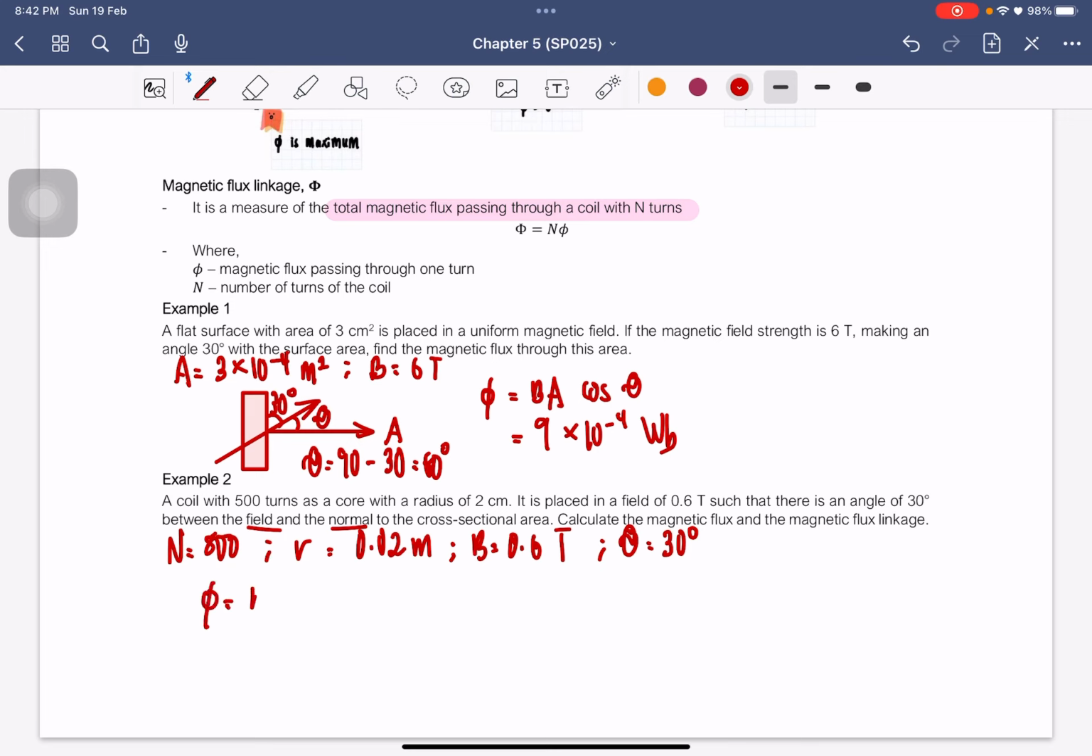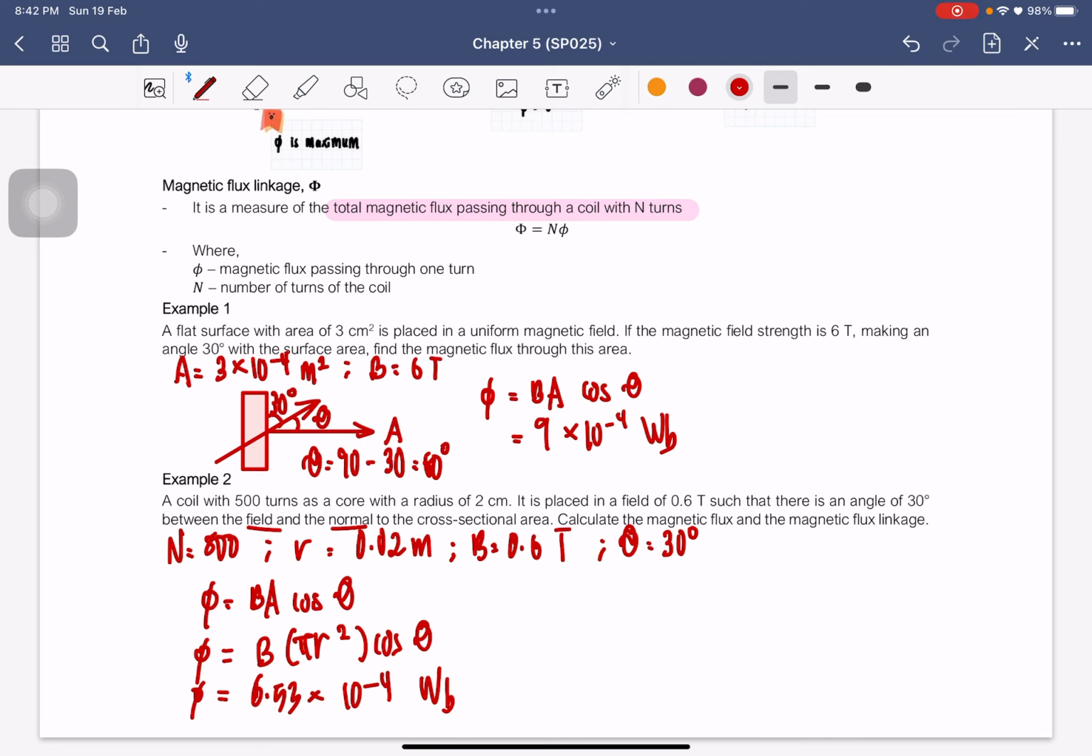So phi is equal to BA cos theta. So we know that area is pi r square. So kamu substitute all the values here and you will get the phi to be equal to 6.53 times 10 to the power of negative 4 Weber. Okay? So that is the value of phi.